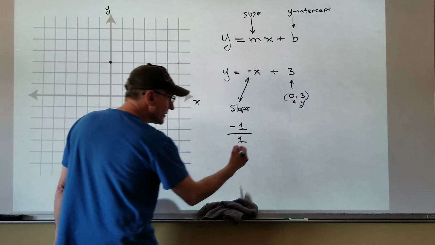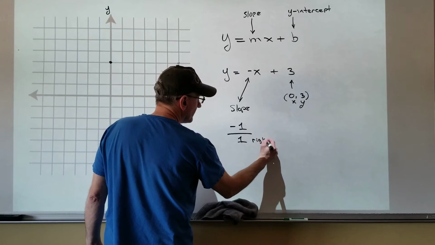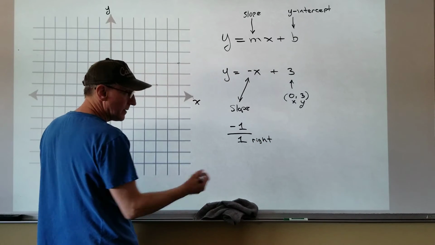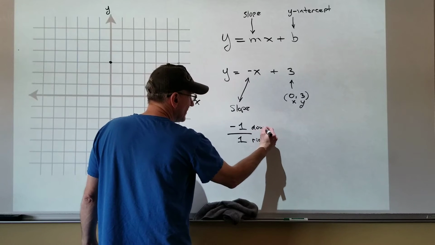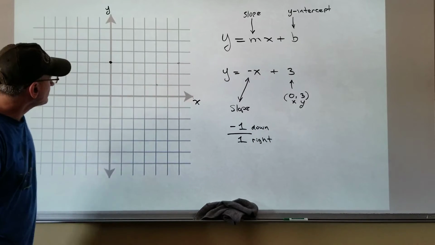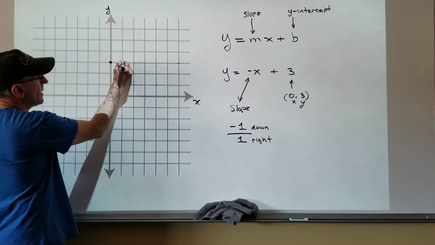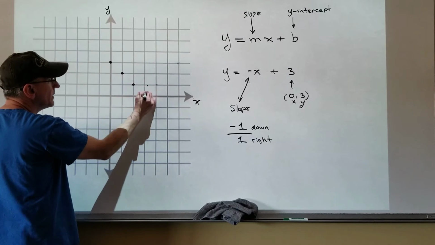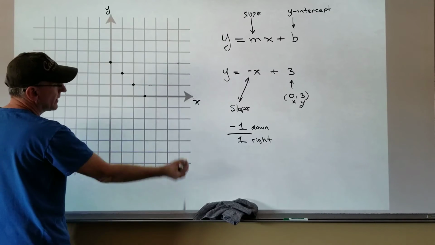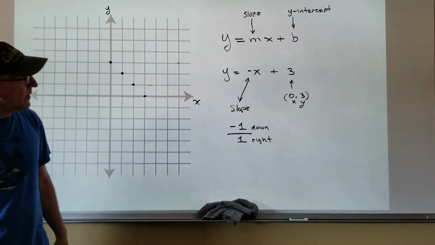The number on the bottom is always positive. It always means go to the right. The number on the top, this time because it's negative, it means go down. So from the starting place, you're going to go 1 right, 1 down. 1 right, 1 down, 1 right, 1 down. And just keep the line going like that. I think we've located it pretty well.